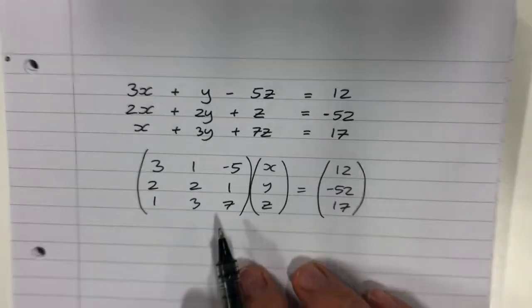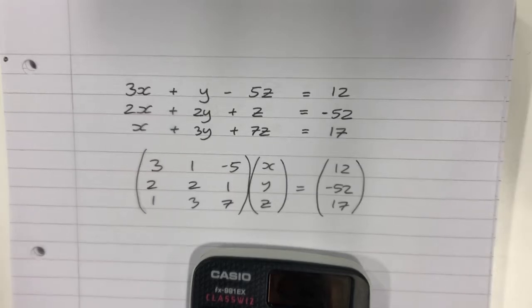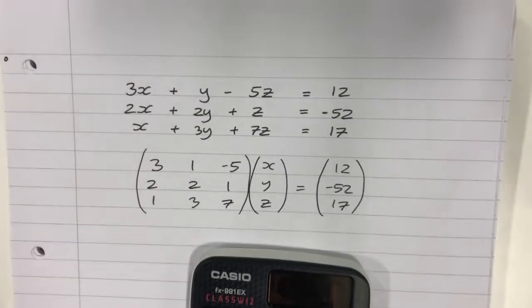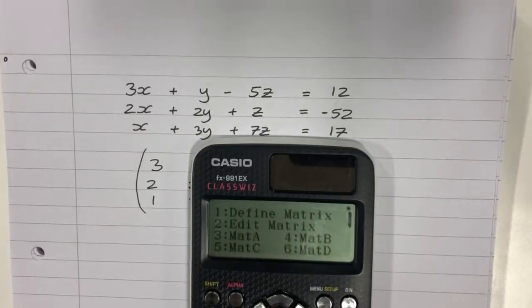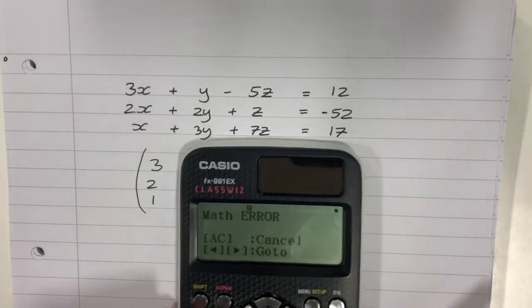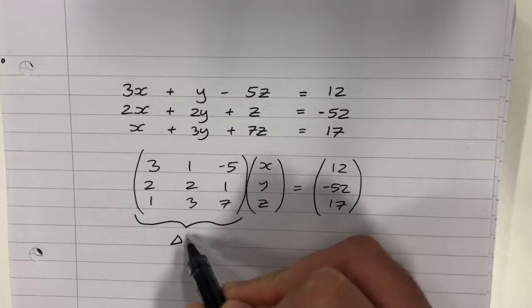And now we can just find the inverse of this matrix, right? So go to matrix mode. 3 rows, 3 columns, 3, 1, minus 5, 2, 2, 1, 1, 3, 7. Matrix A. Recall matrix A. Inverse it. Wait, there's a math error. And that is because the determinant of this matrix is 0.